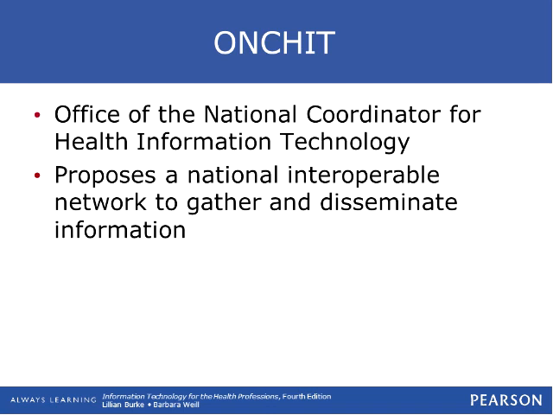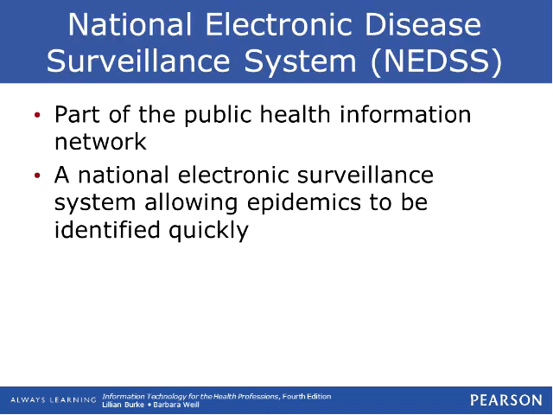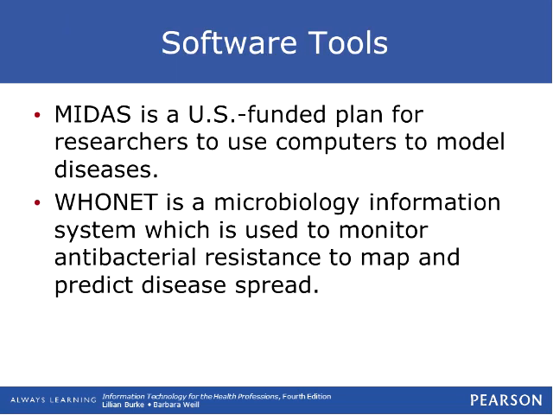ONCHIT, which we identified before, is the Office of the National Coordinator for Health Information Technology. It proposes a national interoperable network to gather and disseminate information, one that everybody has access to, all the public health agencies and the World Health Organization. There's also the National Electronic Disease Surveillance System, NEDSS. It's part of the Public Health Information Network, and it's a national electronic surveillance system which allows us to follow, predict, and manage epidemics, which is a fairly nice step as we move forward. So the electronics and the technology is starting to help us do that.